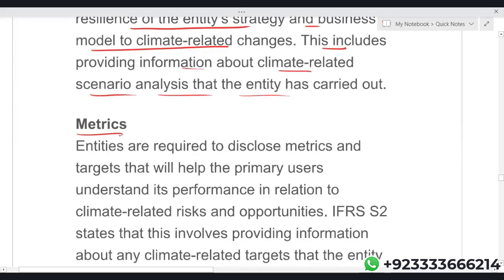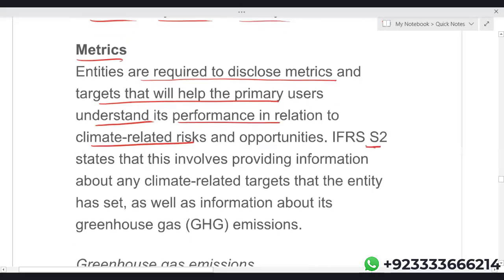Metrics. Again, the same thing. Obviously, you have to have the targets in front of you, and then you will be evaluating your performance against the targets. Entities are required to disclose metrics and targets that will help the primary user understand its performance in relation to the climate-related risks and opportunities. IFRS S2 states that this involves providing information about any climate-related targets the entity has set, as well as information about greenhouse gas emissions.